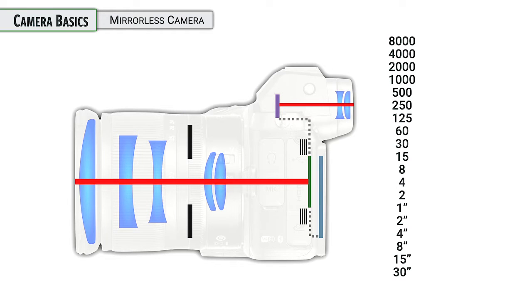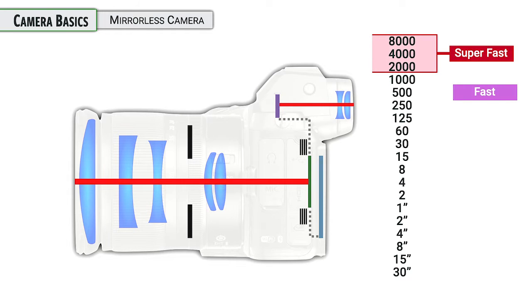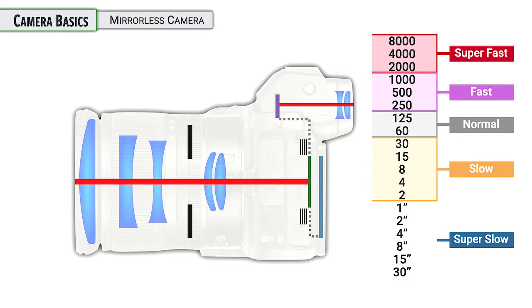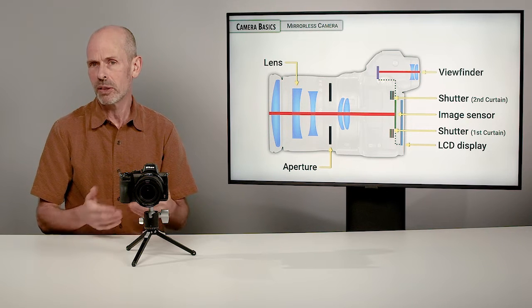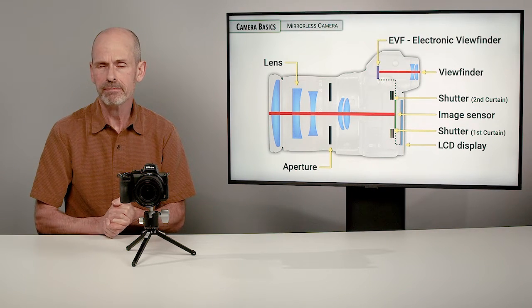Now, the shutter speeds are another great way of controlling the amount of light coming in the camera, but they also have the ability to either freeze or show motion of things that are moving around. And so that can be a very helpful tool in the world of photography. So those are your key components with a mirrorless camera.